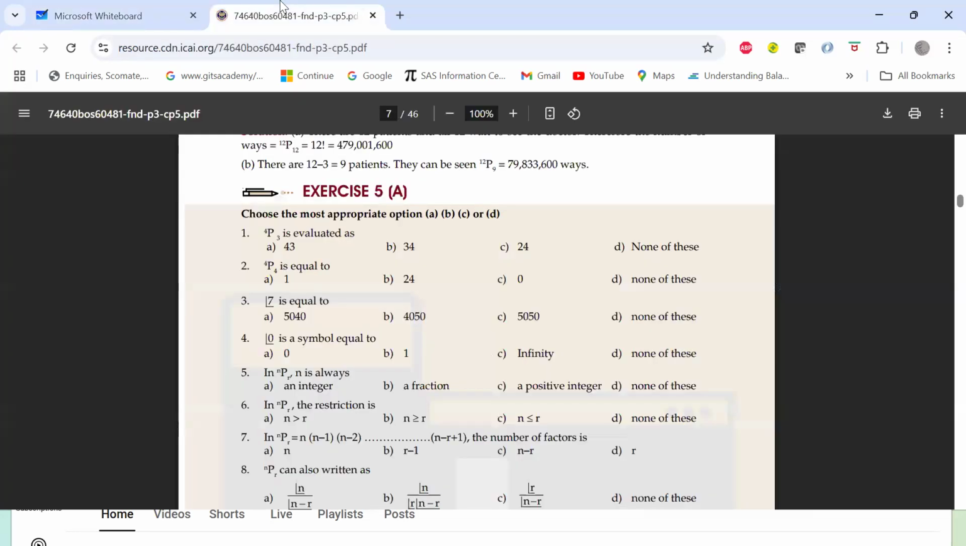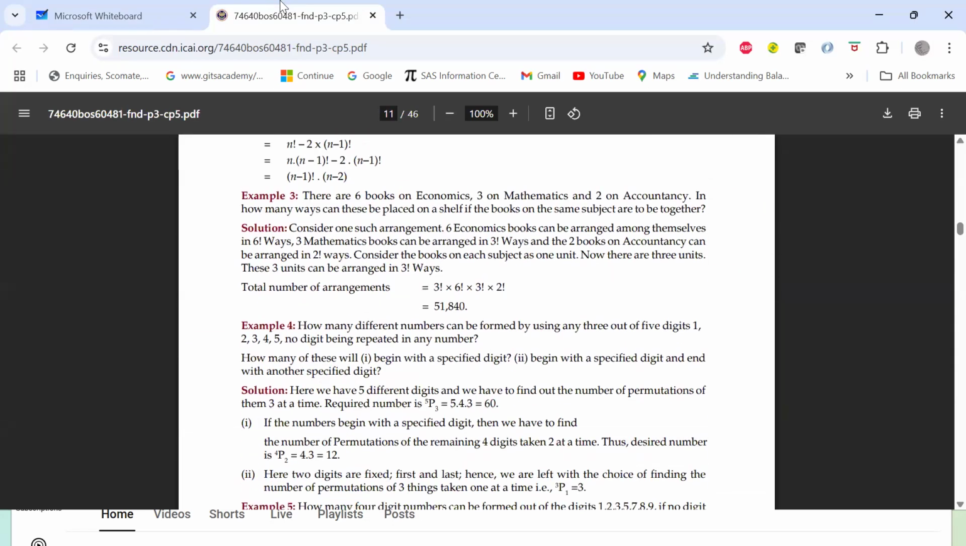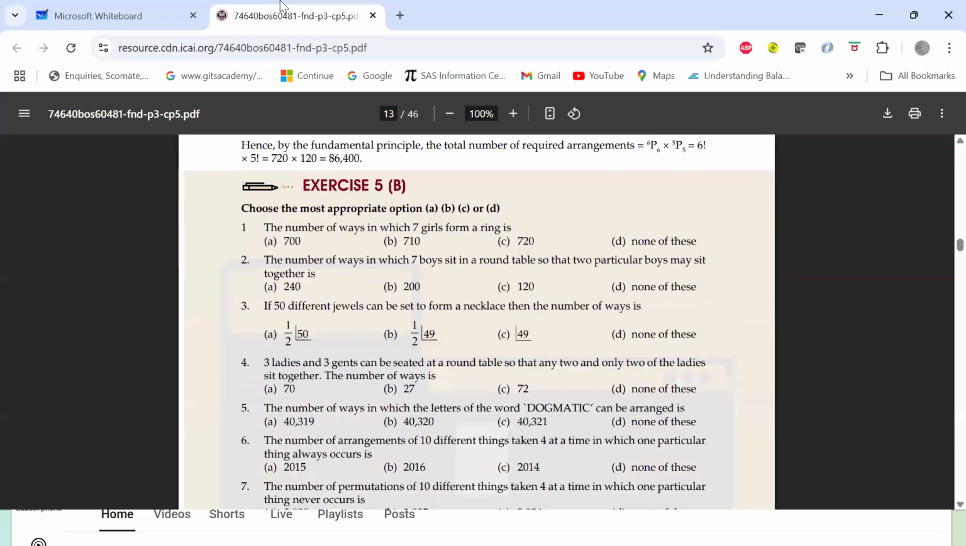Like if I go further in exercise 5B and discuss this concept, for example, the number of ways seven girls form a ring, the answer would be 6 factorial. 6 factorial is 720. This is the logic we use there. Now imagine question number two: the number of ways in which seven boys sit around a round table so that no two particular boys may sit together.